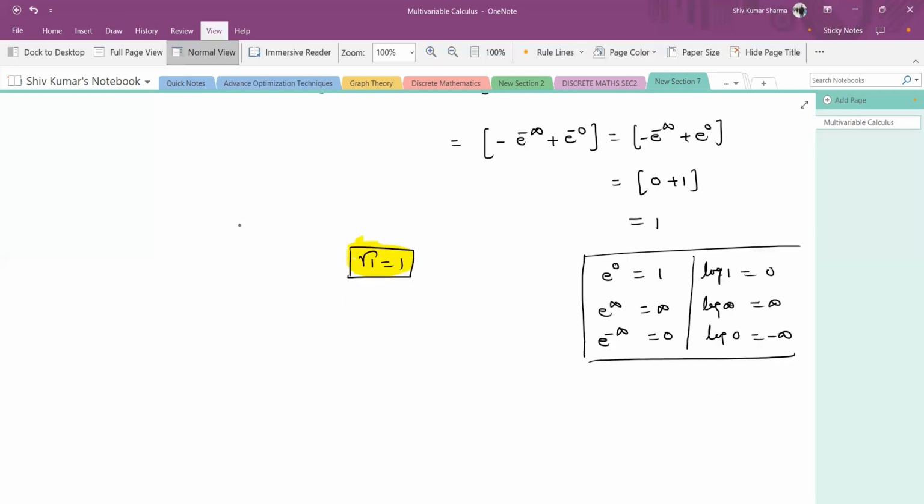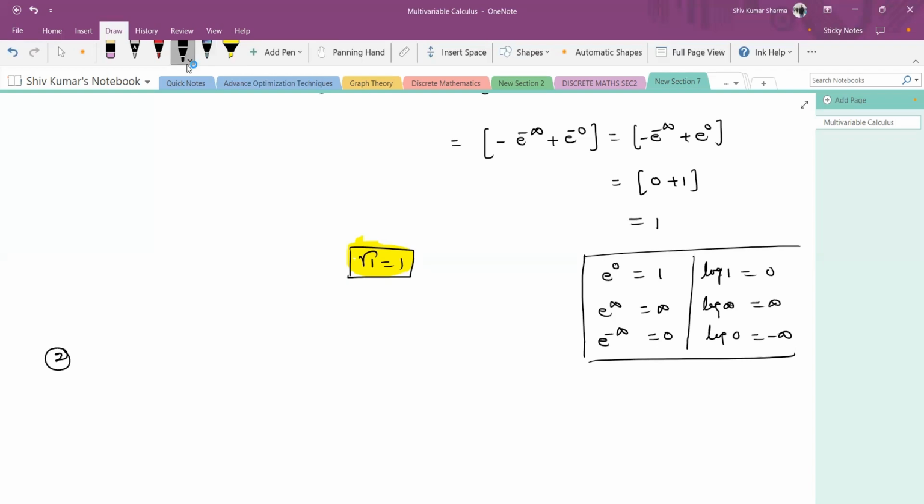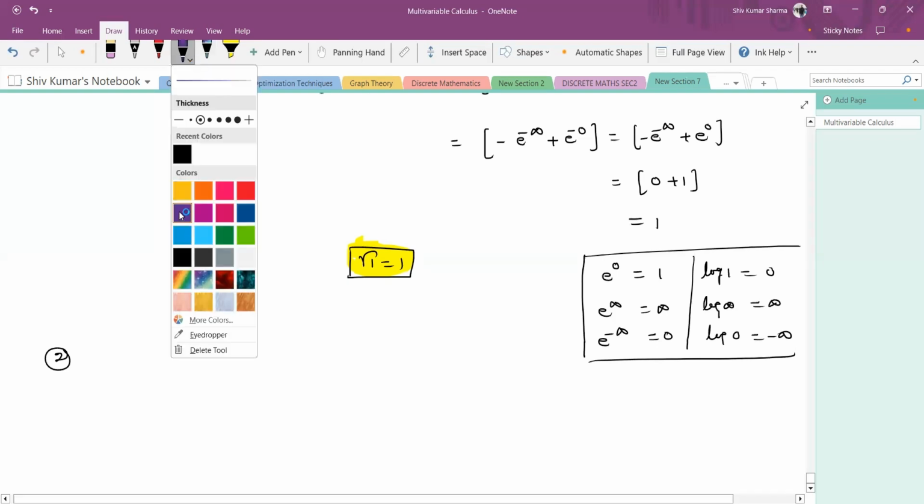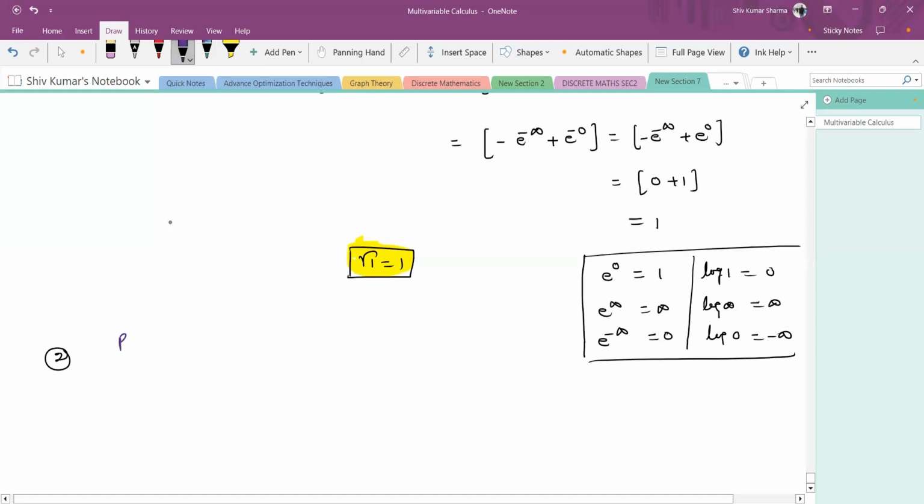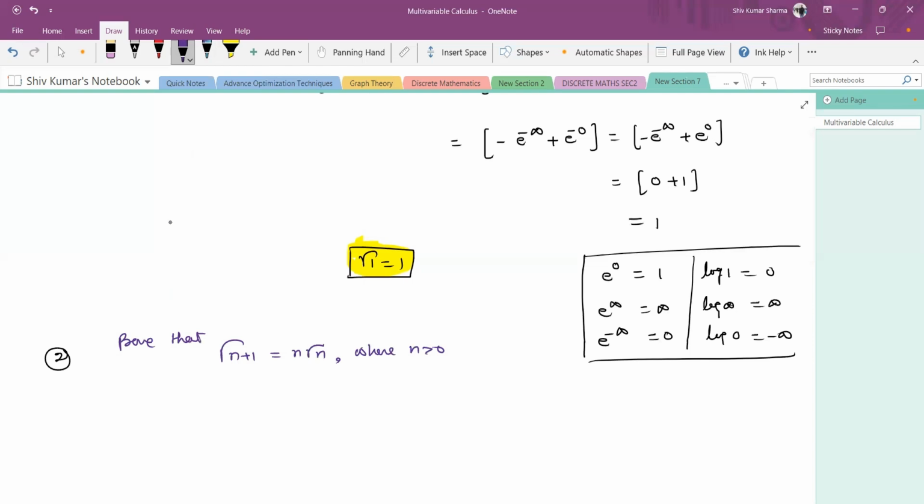Now we move to the second property of this gamma function. The second property we take as: prove that gamma n plus 1 is equal to n gamma n. This is a very important property. We use it in various problems to solve. So here we shall prove this property also.